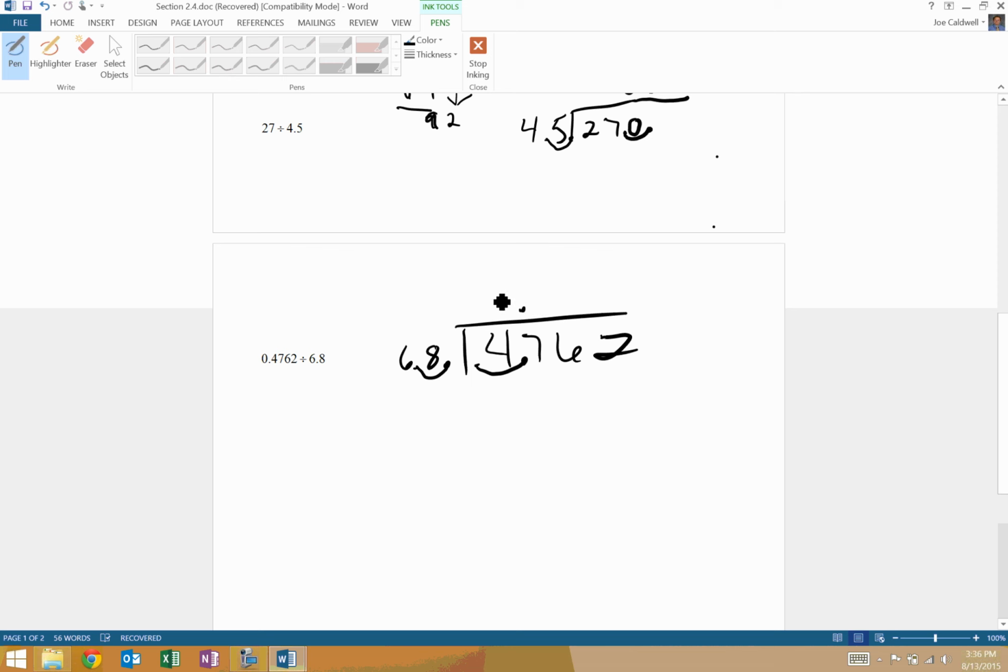Okay. 68 does not go into 4. Okay. Just put that 0 there for that bit. It does not go into 47 either. Okay, so 68. How many times is it going into 47? Well, 0 times. 68, 0, 47, okay, 476. Assuming it goes into 476, you gotta kind of figure that out. Estimating is helpful. Okay, figure that out. It actually goes in exactly 7 times. So 476 divided by 68 is exactly 7.